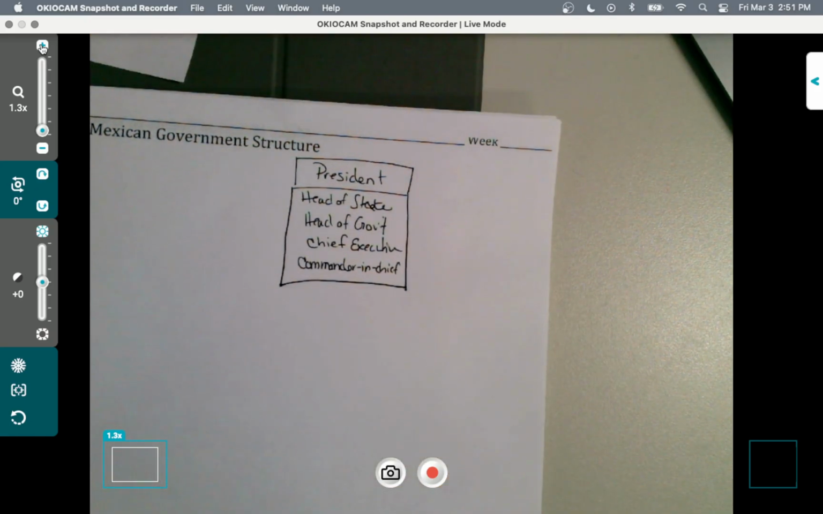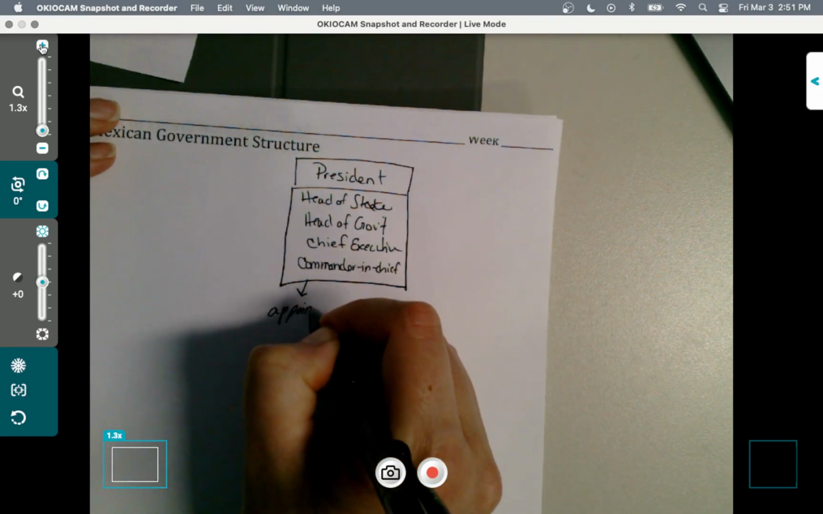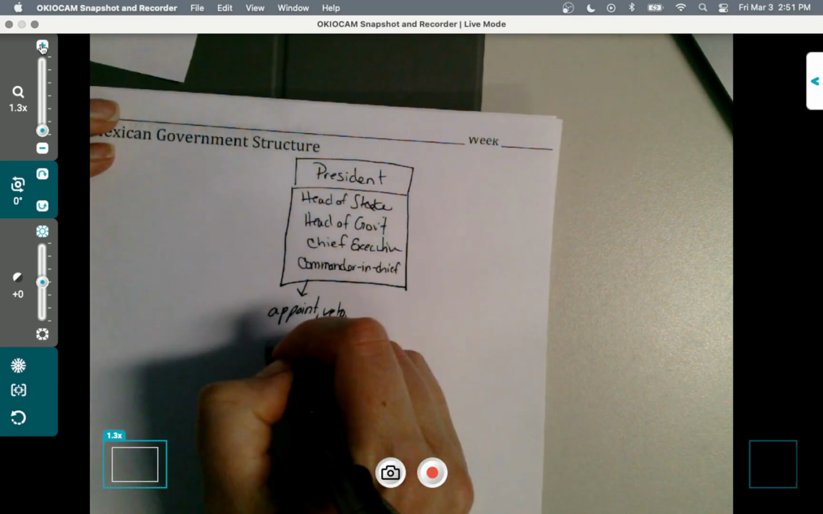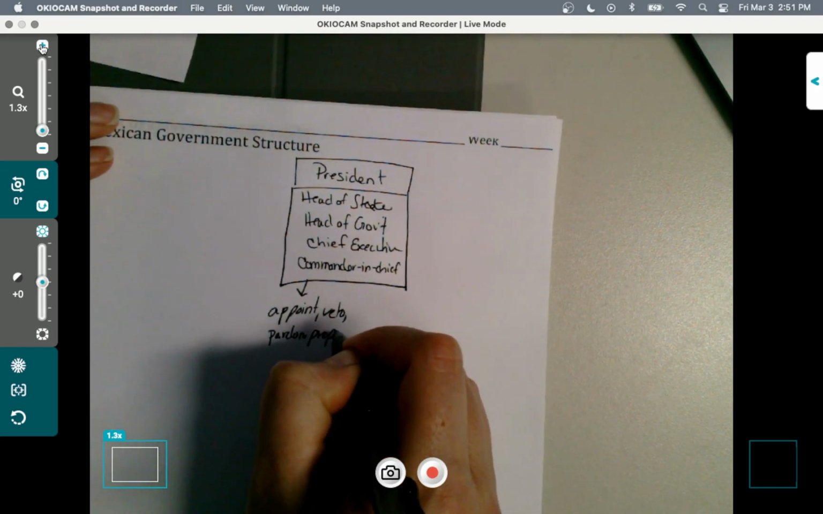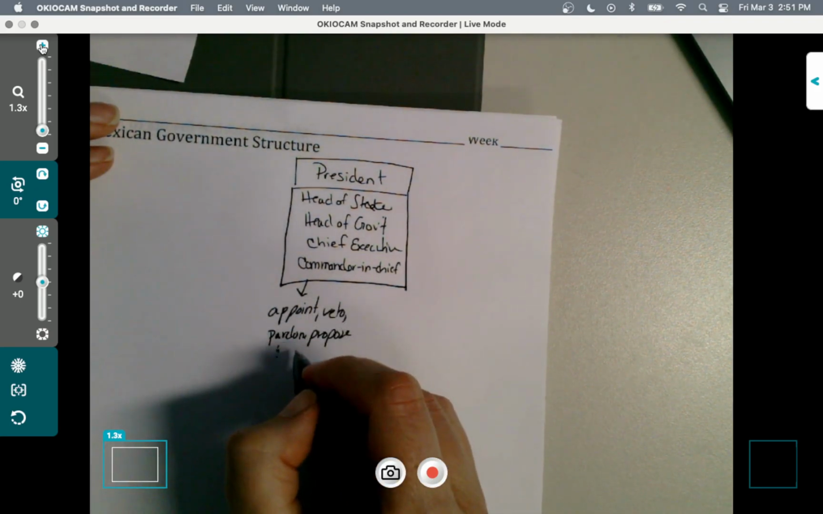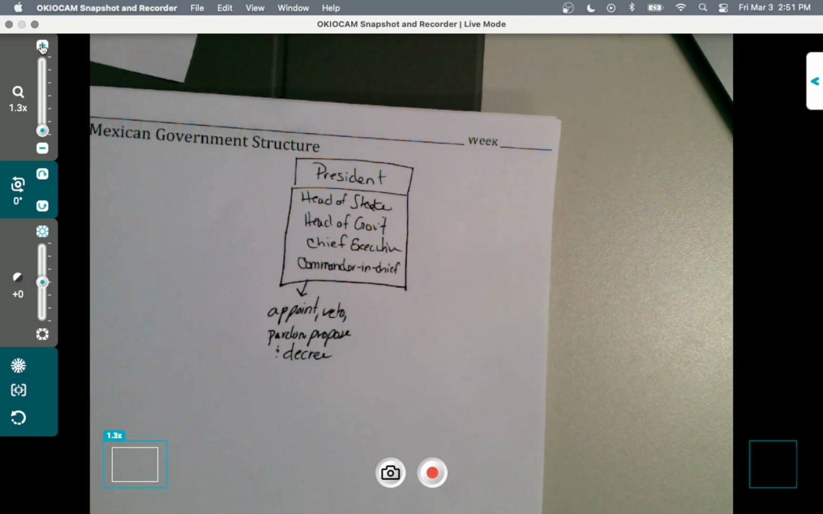Okay. You need to know that the president has the power to appoint, veto, pardon, propose, and decree. Those are all their powers. A decree is like, I make a decree that all children under 18 will get free education. That's a decree. It's like an executive order, but it can't be challenged too much, I guess. It's an official decree.